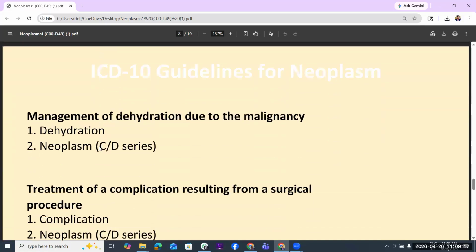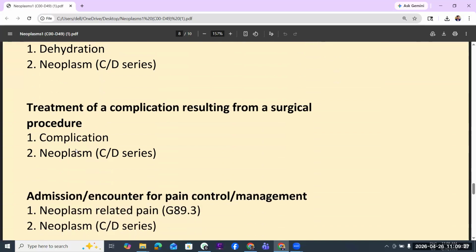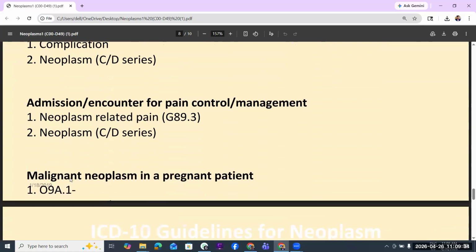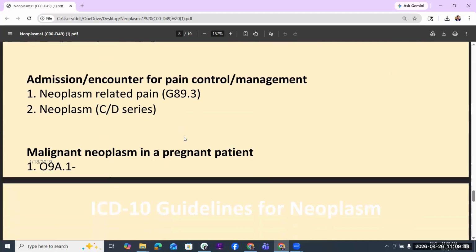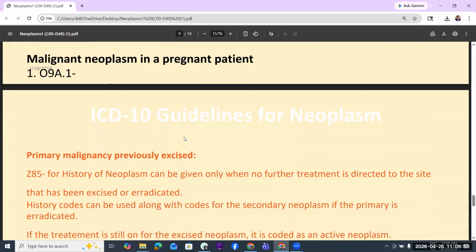Sequencing: management of dehydration due to malignancy. Dehydration is the primary diagnosis and neoplasm is the secondary diagnosis. Treatment of a complication resulting from a surgical procedure: first the complication, second the neoplasm, D or C series. Admission encounter for pain control or management: neoplasm-related pain, G89.3 series, will be coded primary. The neoplasm code will be coded as secondary. Malignant neoplasm in a pregnant patient: first we code the O9A series, that is complicating pregnancy.